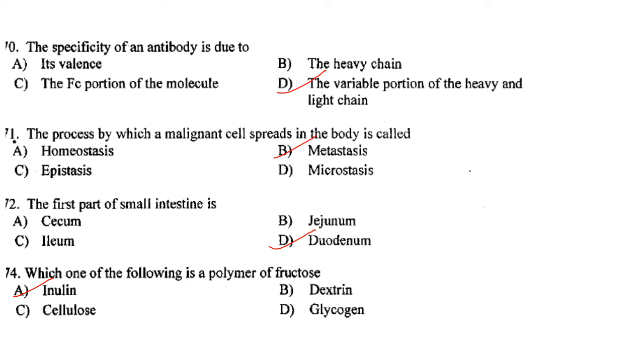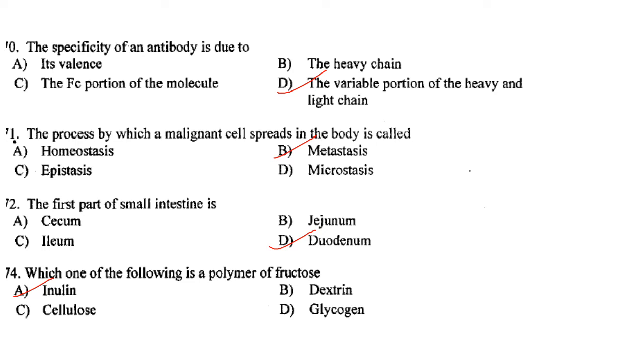Then next one. The process by which malignant cells spread in the body is called. It is called as metastasis. Answer is option B. The first part of small intestine is. It is the duodenum. Answer is option D.